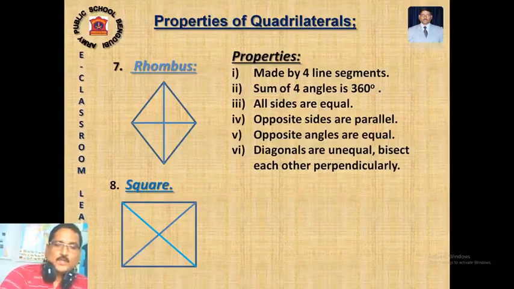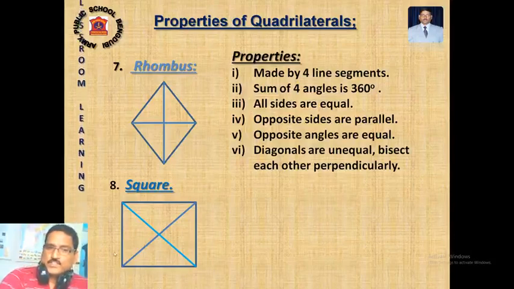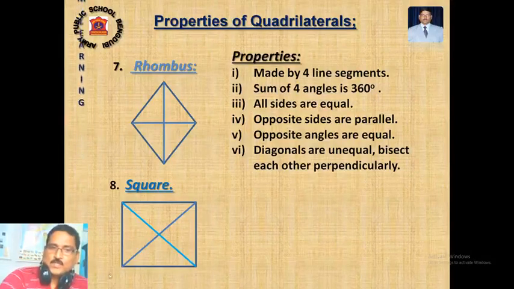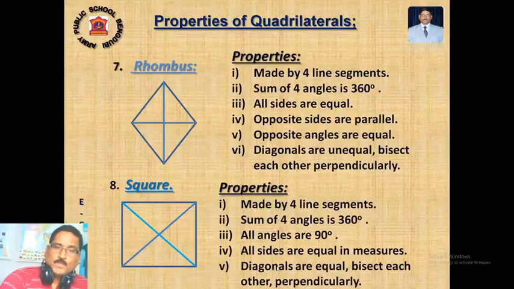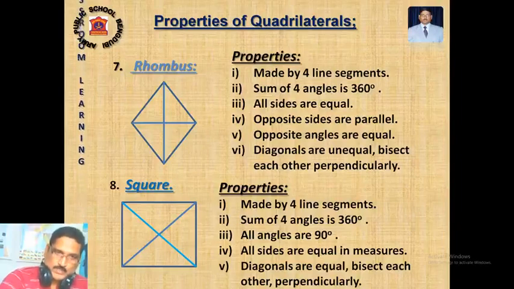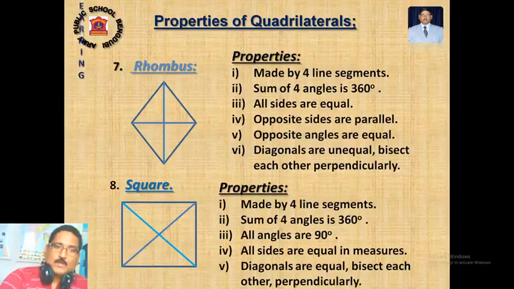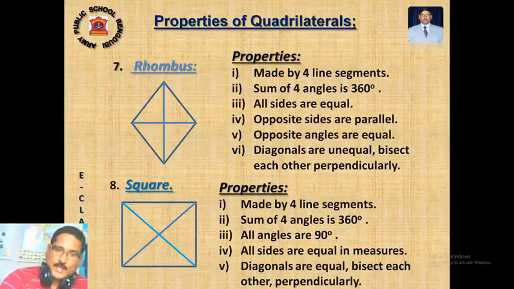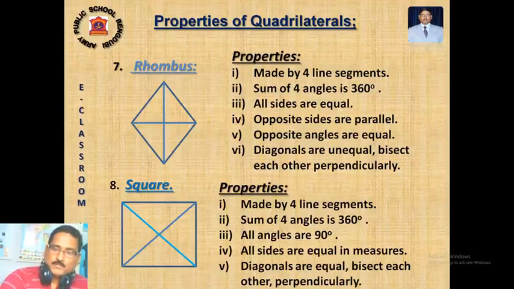So square: all sides are equal, adjacent sides are equal, diagonals equal, all angles 90 degrees, diagonals are bisected each other and also perpendicularly. These are the features of a square. Square is a rhombus, square is a rectangle, square is a parallelogram, square is a trapezium also. Square is a quadrilateral also. Square is the end part of the quadrilateral tree. Okay.